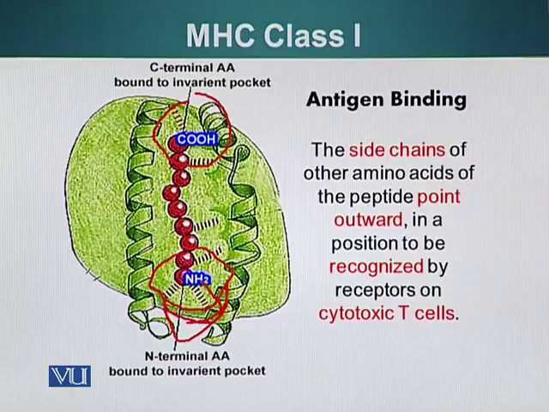And what you cannot see is, imagine that the side chains of these amino acids, or the R groups, are sticking out of your screen. So these side groups are basically the molecules that interact with the TCR. In the case of an MHC class 1 molecule, it will be the cytotoxic T cells.